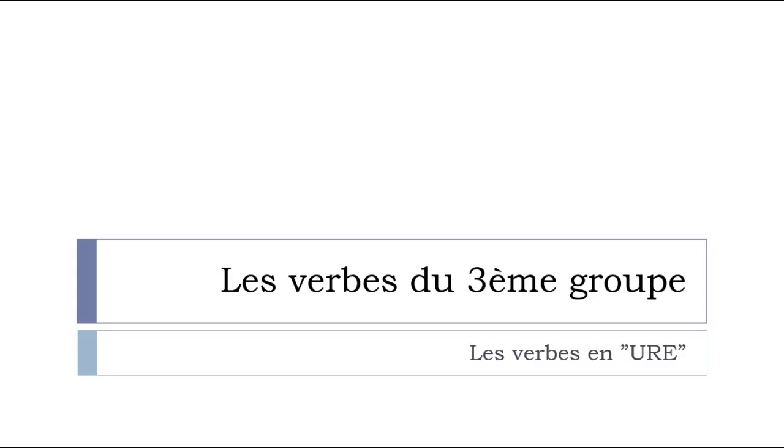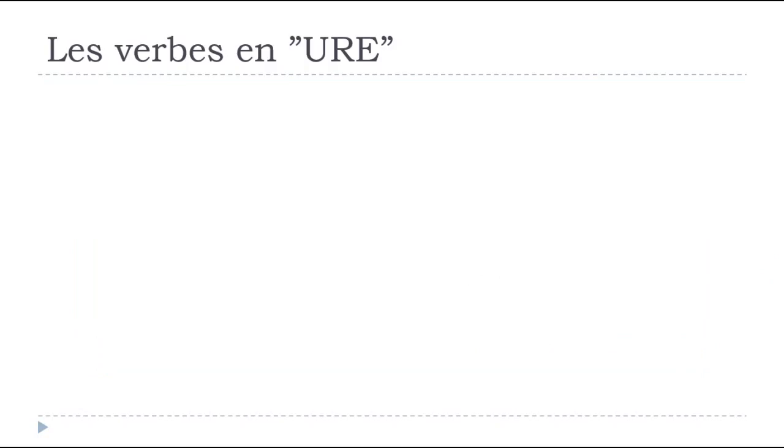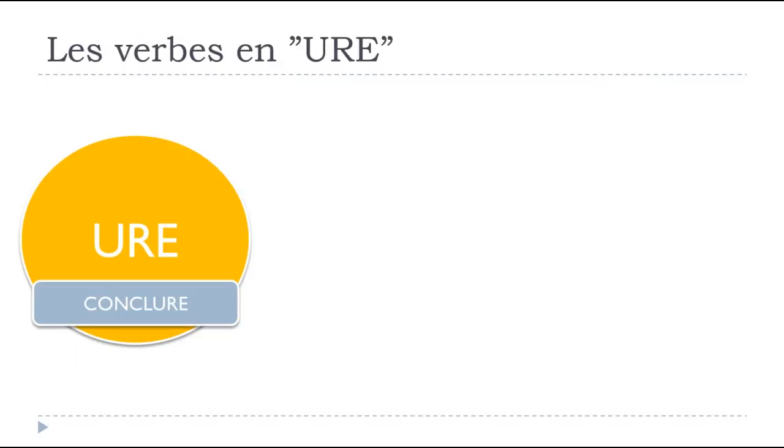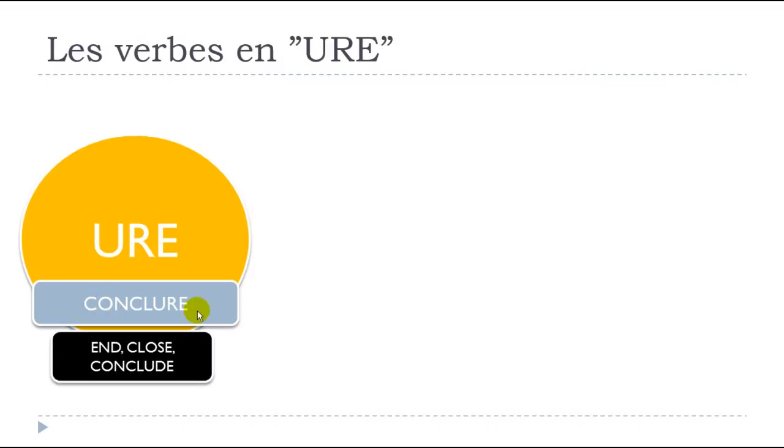Les verbes du troisième groupe, and more precisely, how to conjugate les verbes, the verbs that are ending with URE. Even if it's, let's call it a micro group, I think it's quite important to just take the time to see how to conjugate these verbs. The example I wanted to take is conclure, and basically it means to end, close, or conclude. So let's see how we will conjugate conclure.